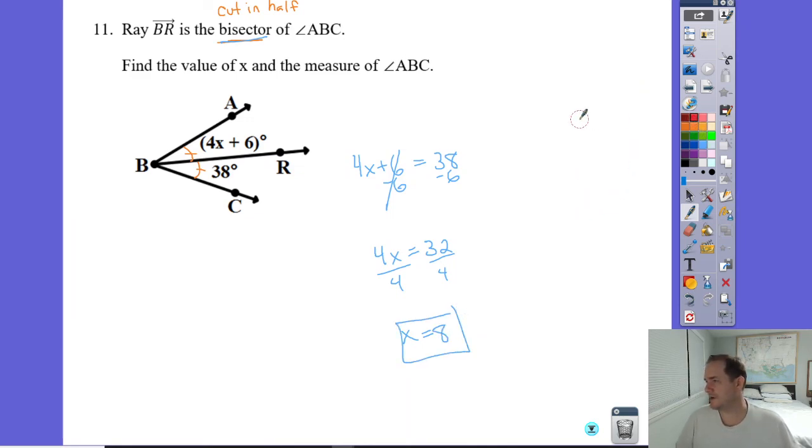Good news, everybody. We can check our work again. Let's plug in the 8. 4 times 8 is 32. 32 plus 6 is, oh my gosh, it's 38. So we did it. We made it so that these angles really are equal, like we needed them to be. That's it for that problem.